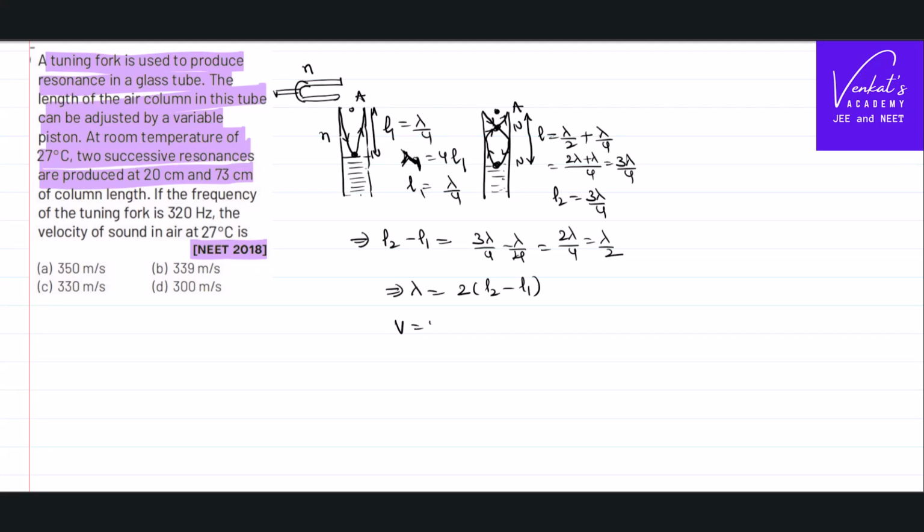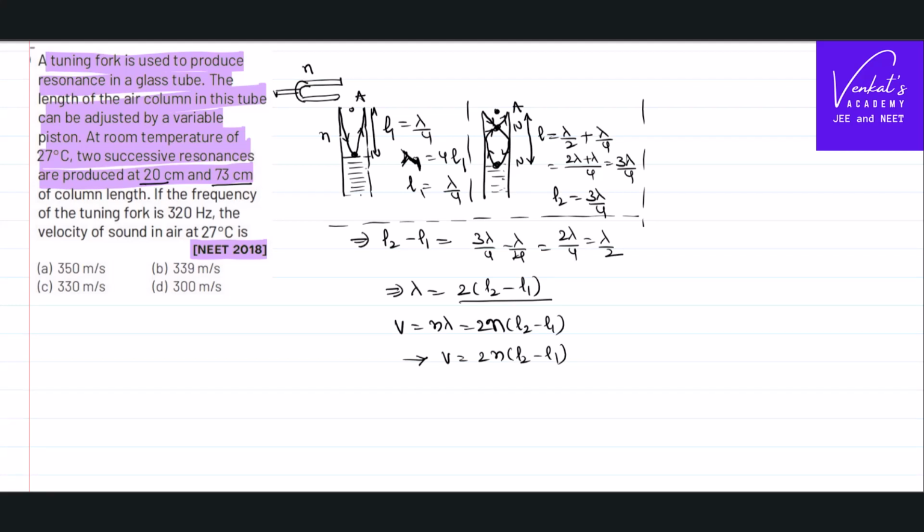So I can write velocity equal to n lambda. Velocity of the sound is n, and in place of lambda I can write 2 times of L2 minus L1. So velocity is 2n times L2 minus L1, where L1 is the first resonating length and L2 is the second resonating length. This is the formula that we can use in a resonance column apparatus experiment, and that's what he is actually talking about.